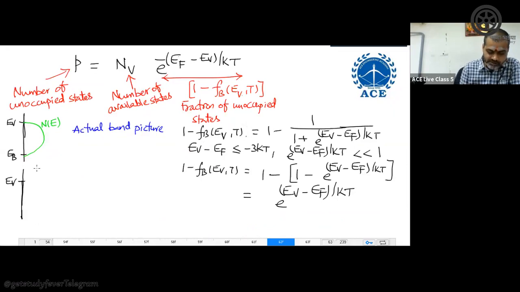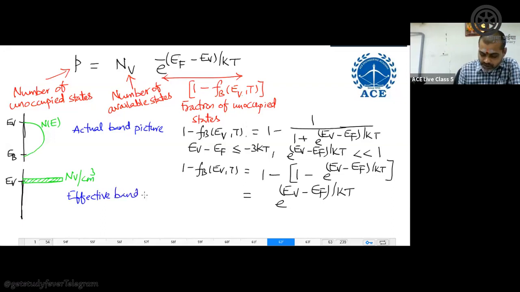Now instead of the complete N of E, what simply I can put is NB. Again, it is a delta function. Area under this one will give what? NB. So this is NB per centimeter cube. So this is what? Effective band picture. Later we'll combine these two. Separately we have written in the conduction band and valence band. Once we know the position of the Fermi level, we'll put it into one diagram so that we can have a convenient way of representation. Okay, hope I am clear.